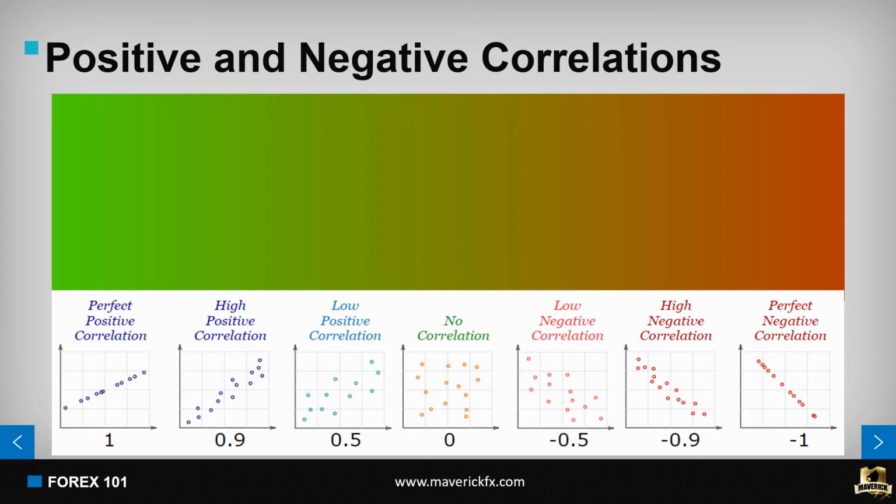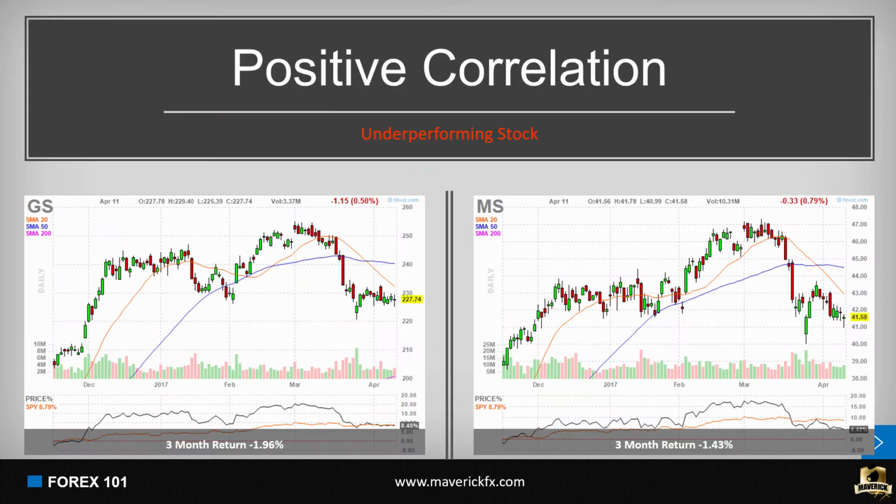So I wanted to get that out there so you really understood. In the middle here, correlation 0 means there's nothing to be seen here. There's no data. They don't follow each other at all. It's not that they're negatively correlated, they're just not correlated at all. So let's take a look at just a couple of stock examples for correlation.